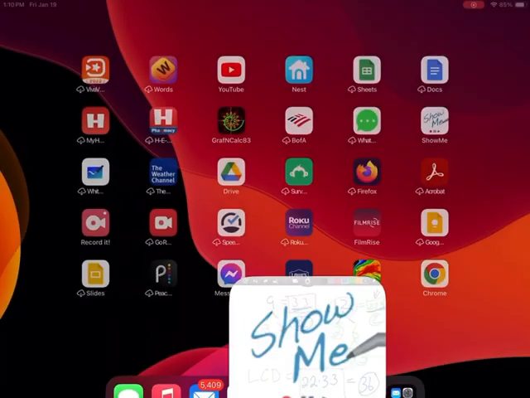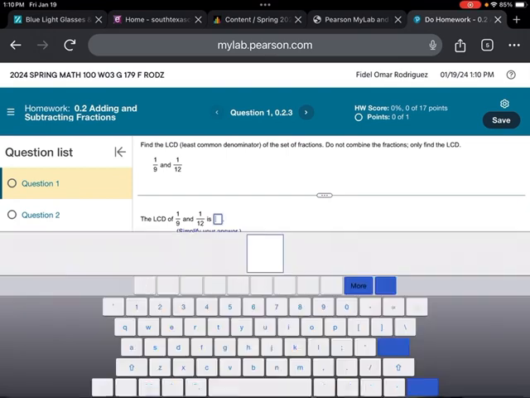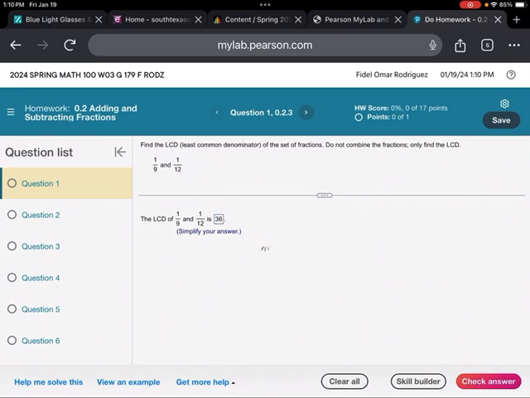Now, to show you one last thing, y'all, I'm going to come back here. Here is my problem in my lab. I'm going to enter in the number 36. I'm going to do it, and I am done, okay?